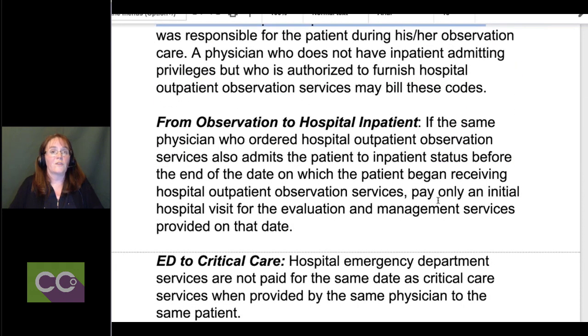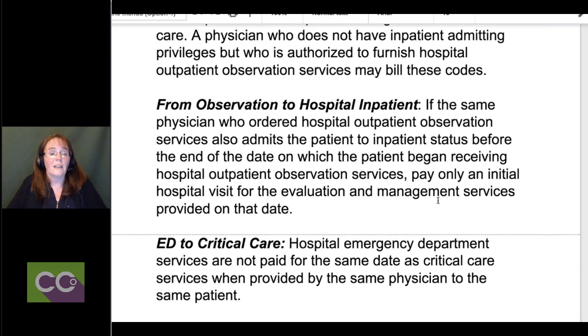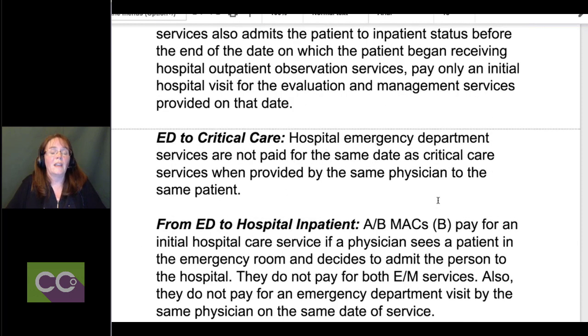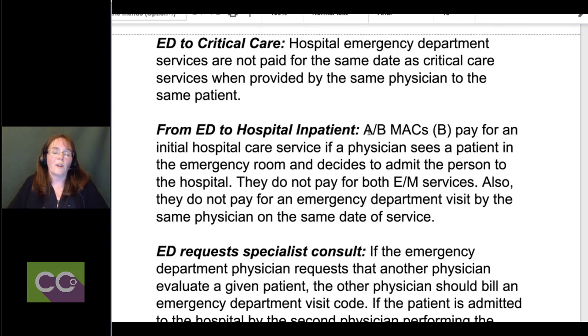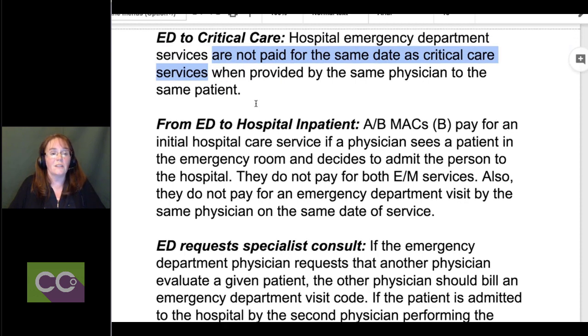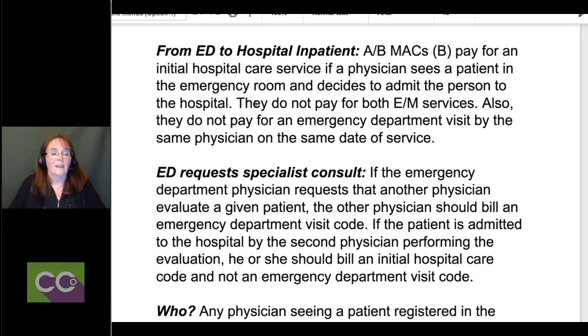If you went from the emergency room to critical care, if they came in through the emergency department, they're not going to pay for an emergency department code for the same date if critical care was also given. You're going to go with your higher complex critical care codes in that case. Again, if we went from the emergency department to hospital inpatient, they don't pay for both E&M, they're going to pay for the inpatient.